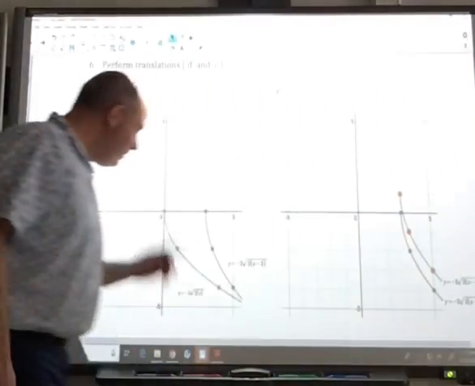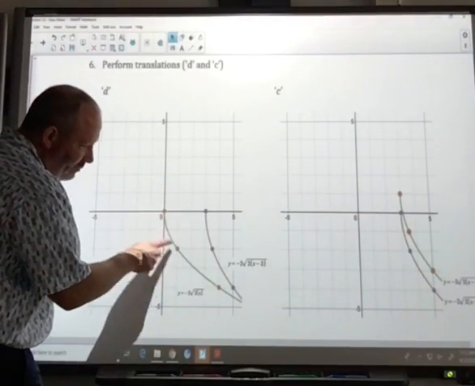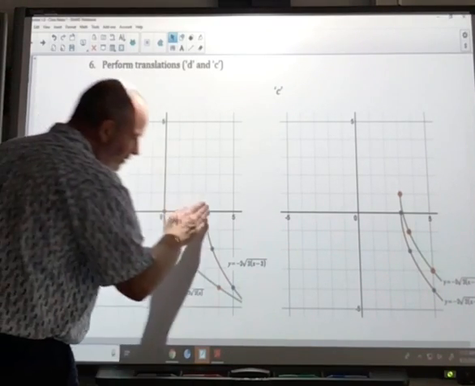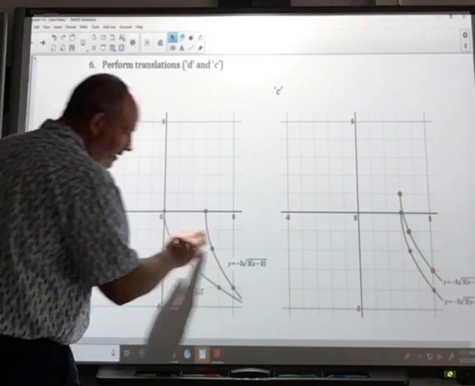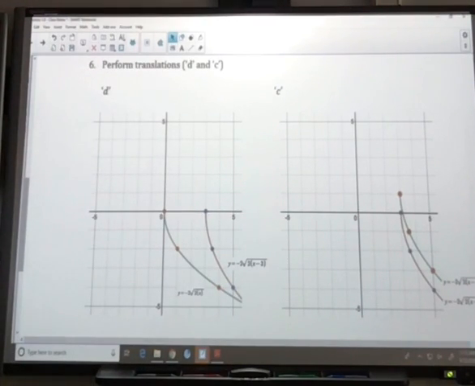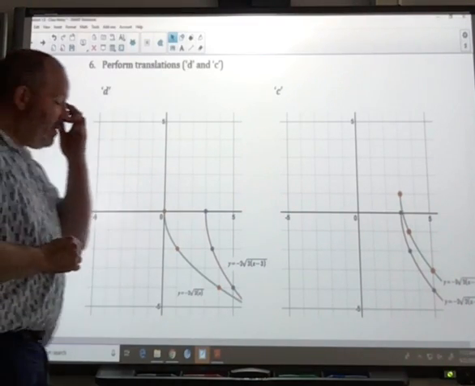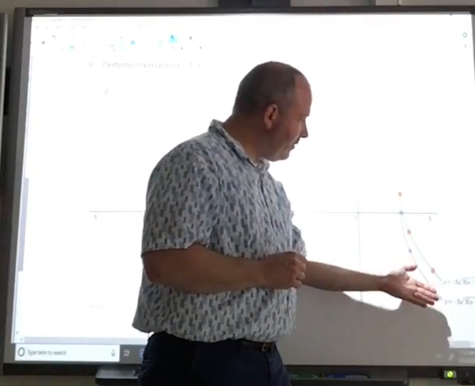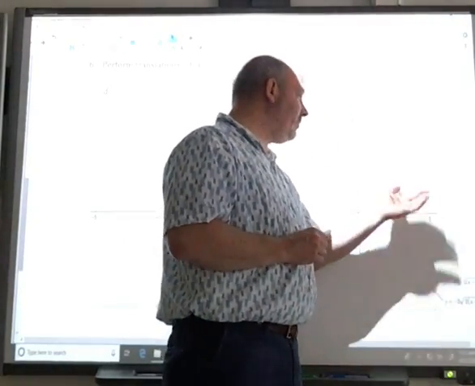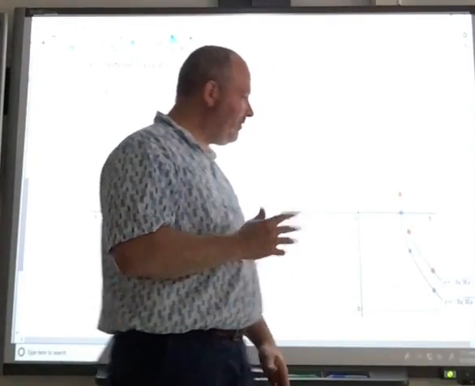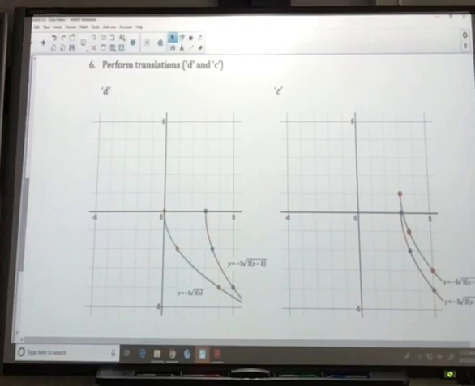Okay? So, from here, what do I do? I take every point, and I shift it to the right 3. Shift it to the right 3. Shift it to the right 3. Okay? That's the D value. And then what I do to that one is, after I've got this function set up for me, then I shift it up. I shift it up 1 unit. So this goes up 1, this goes up 1, this goes up 1. Everybody goes up 1.